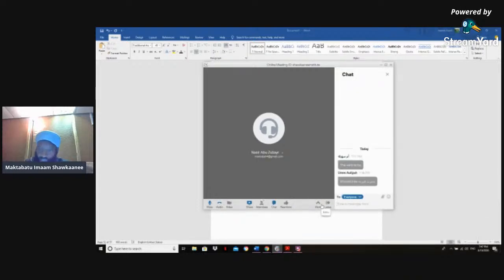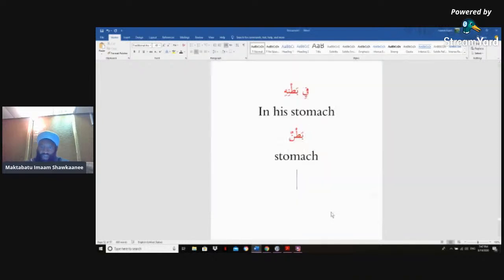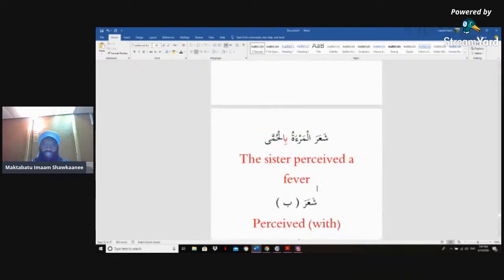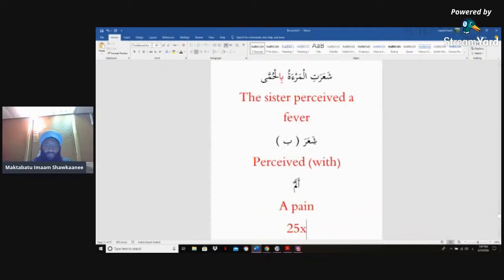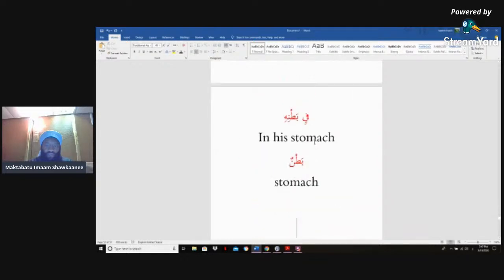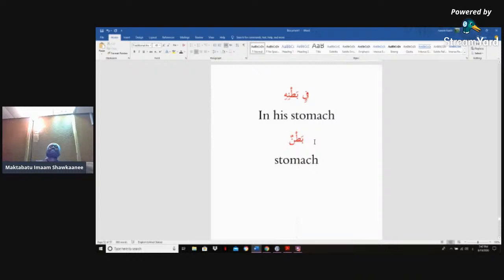Should it be شعرت المرأة? Yes. What did I write, ya ikhwan? Yes, the ta of femininity. Excellent. Our system works, ya ikhwan. It should have a ta, شعرت المرأة, because it's feminine. في بطنه, in his stomach.